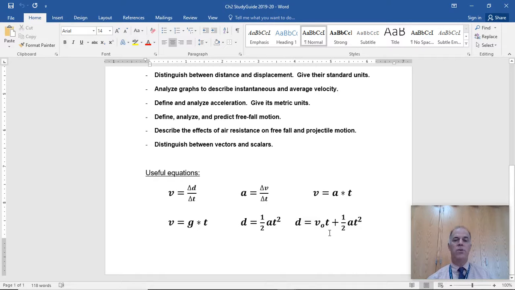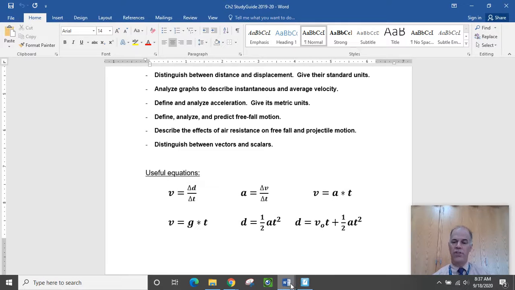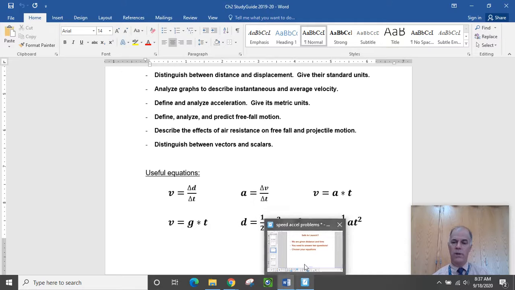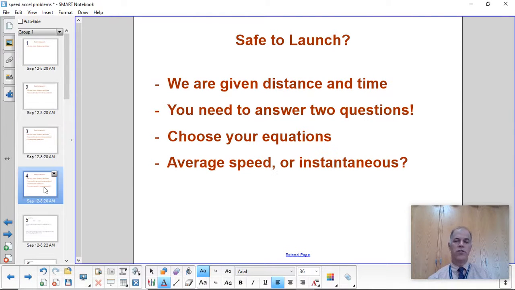Okay, so you need to think about what equations you're going to use to answer the questions, and you get them off of this sheet. Let's go back to this one here now. Okay, so you're going to choose your equations, and then this is very, very important. You need to think about what the equations are telling you. Like when you plug numbers into these equations, are they giving you an average speed or an instantaneous speed? Are they giving you an average acceleration or an instantaneous acceleration? You need to think about that and distinguish between those two.